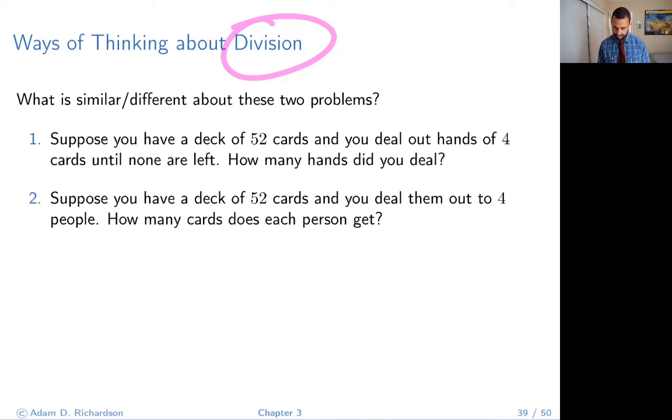Before I do a Dora moment here, let's talk about this. The first question says, suppose that you have a deck of 52 cards, and you deal out hands of 4 cards until none are left. How many hands did you deal? Or the second question, suppose you have a deck of 52 cards and you deal them out to 4 people. How many cards does each person get?